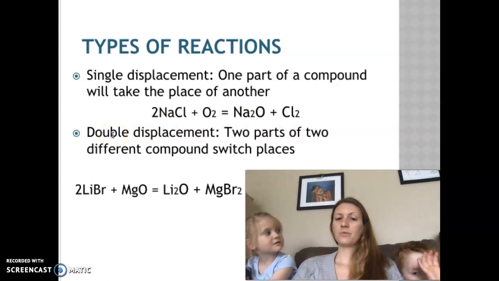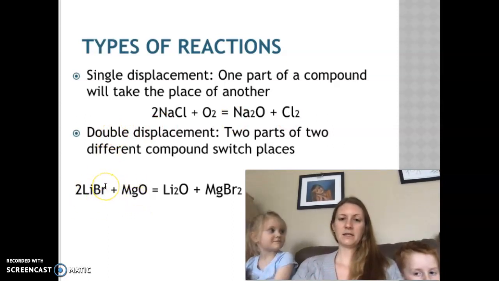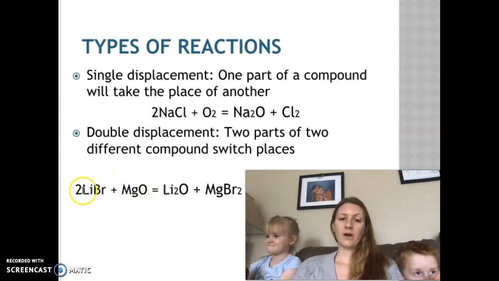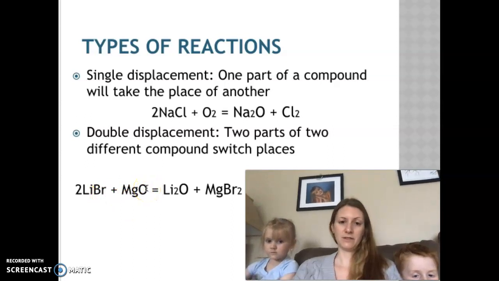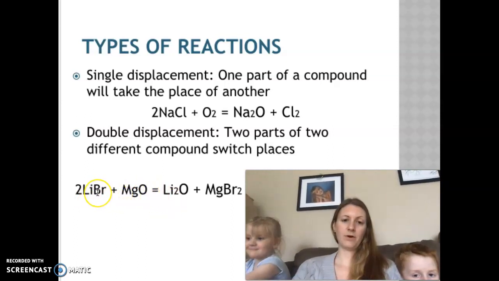Double displacement is when two things will switch places. It doesn't matter if the front, the cation, switch places, or if the back, the anion, switch places. The end result will be the same. I usually just switch the anions, but again, end result is the same. So in this case, we've got lithium bromide plus the magnesium oxide. The oxygen and the bromine are going to flip places to give me lithium oxide and magnesium bromide.